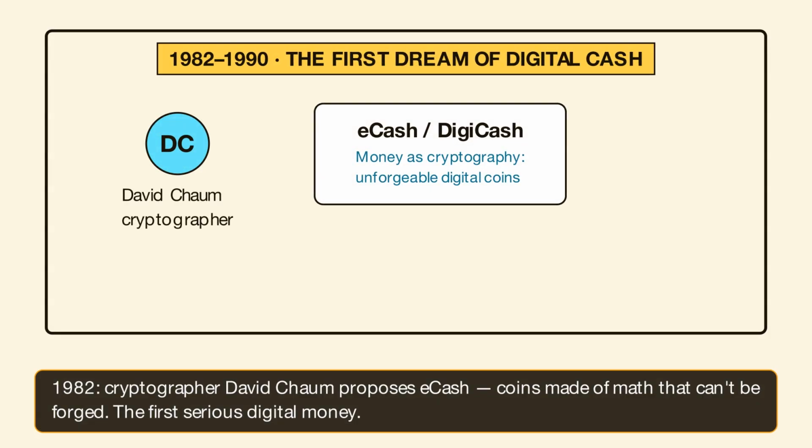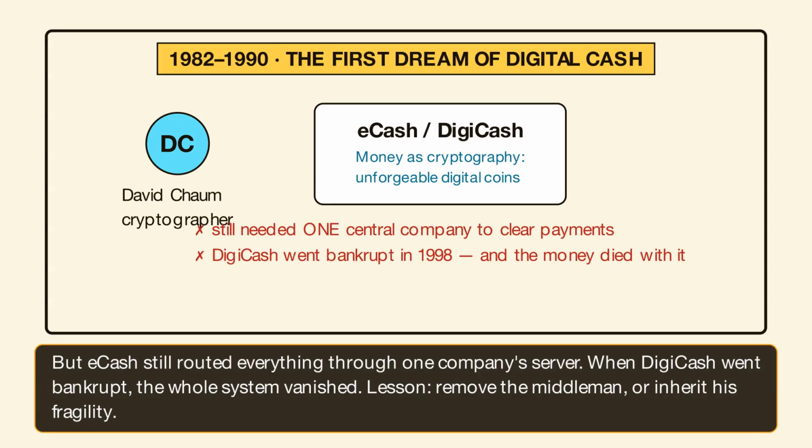1982: cryptographer David Chaum proposes eCash, coins made of math that can't be forged, the first serious digital money. But eCash still routed everything through one company's server. When DigiCash went bankrupt, the whole system vanished. Lesson: remove the middleman, or inherit his fragility.